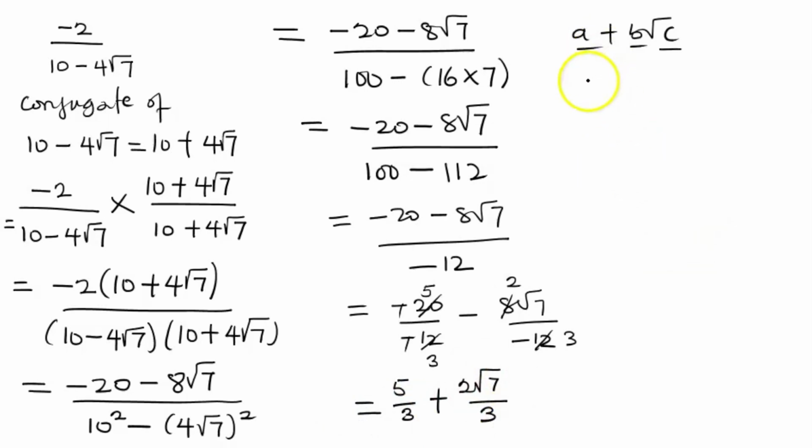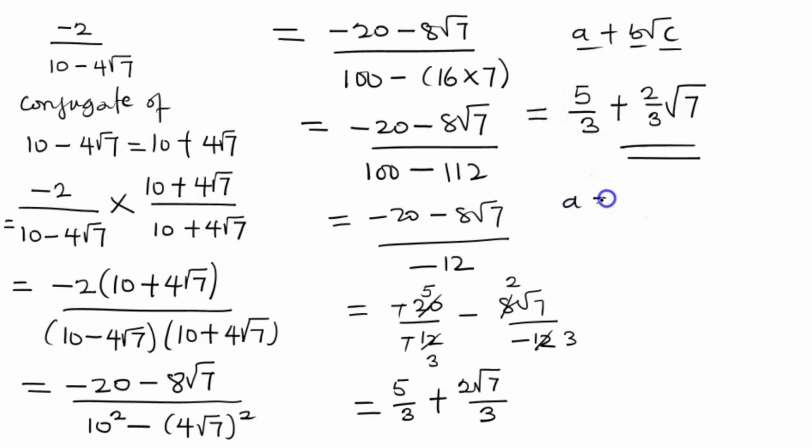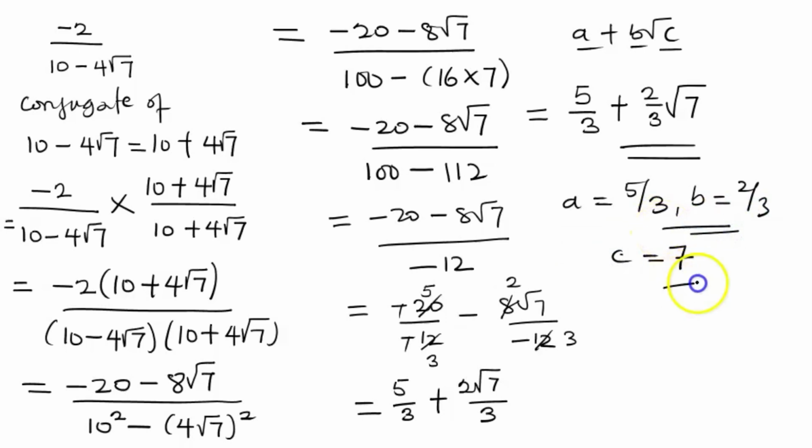Then if we want to make it look like the form that we are asked to make it, this is going to be this plus 2 over 3 root 7. And this is our final answer that we got. So our a from this expression is 5 over 3. Our b is 2 over 3. And our c is equal to 7. You see, this is what the examiner asks us to find. I believe we are getting this.